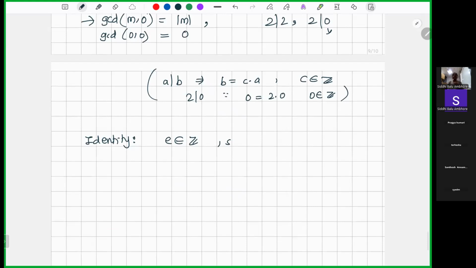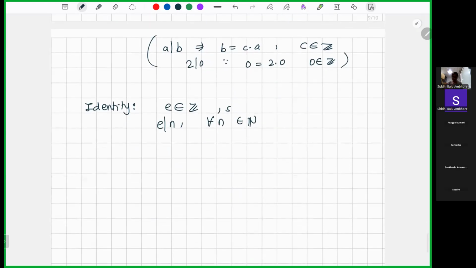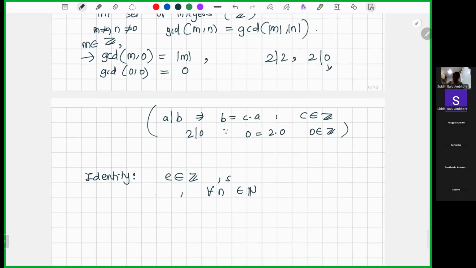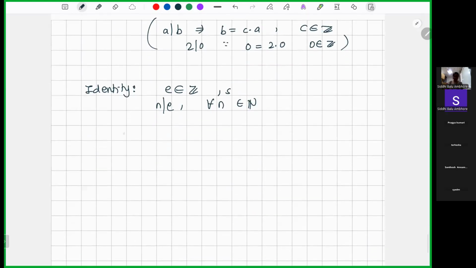So now identity in Z such that E divides N for all N in Z. But we know that, sorry, N divides E, not E divides N. N divides E. And what is that number? Note that N divides 0 for all N in Z. We have this, right? Because 0 is 0 times N for all N in Z.